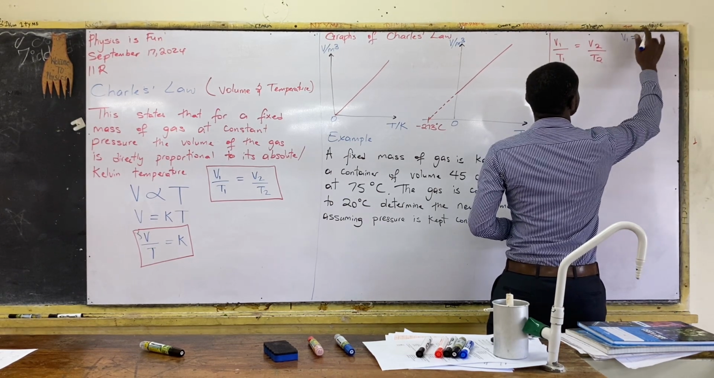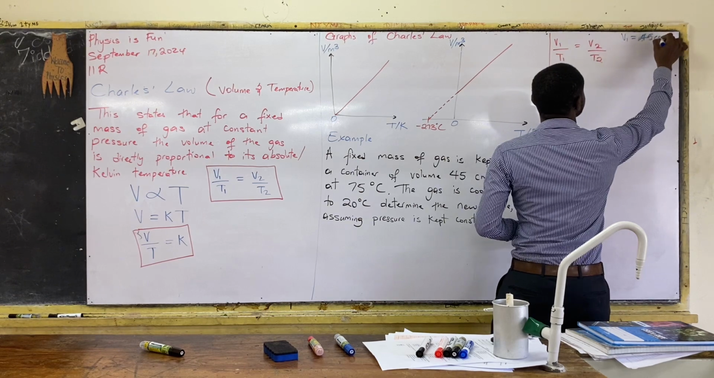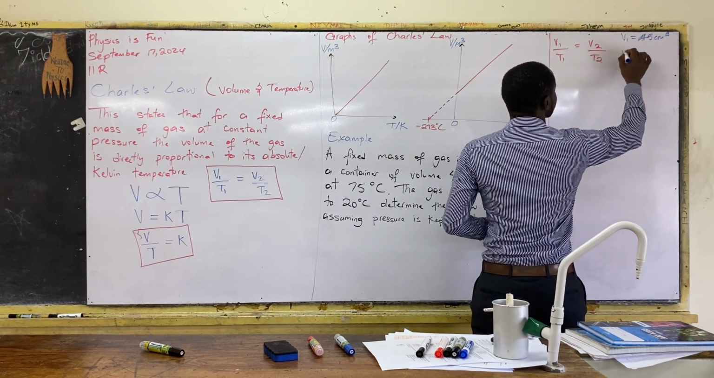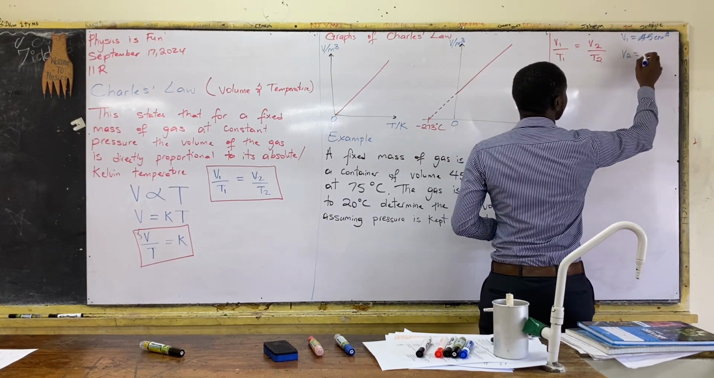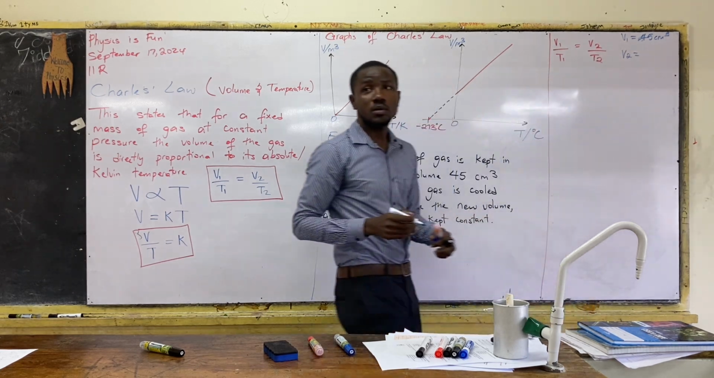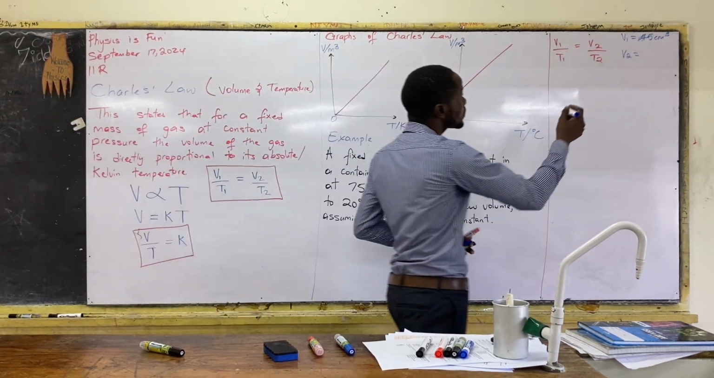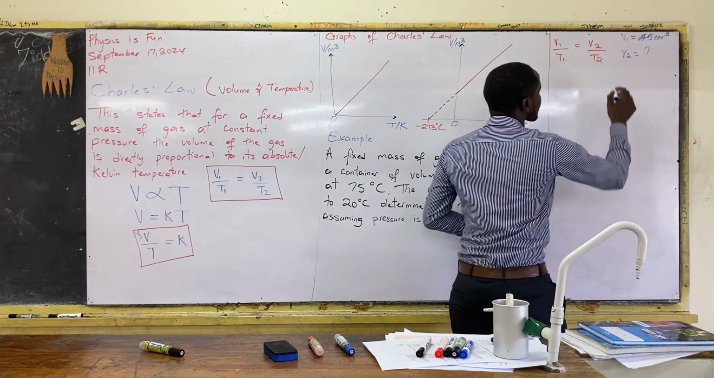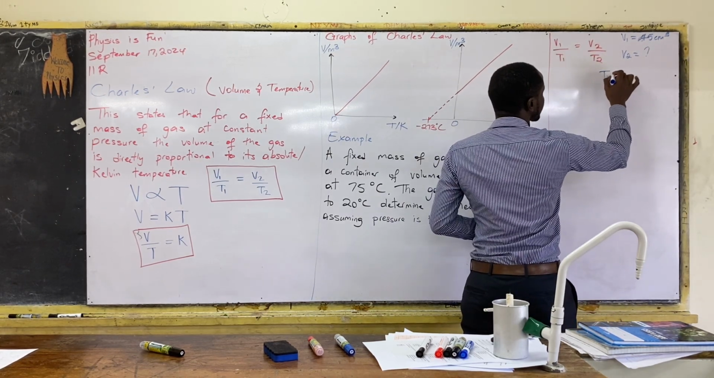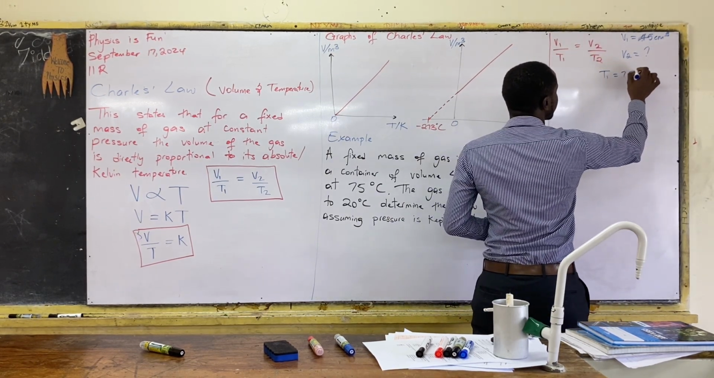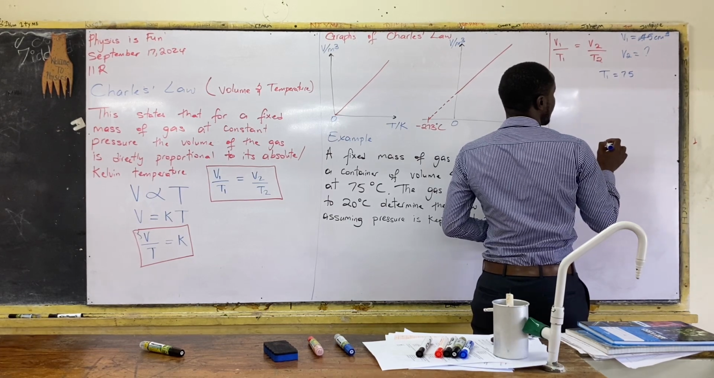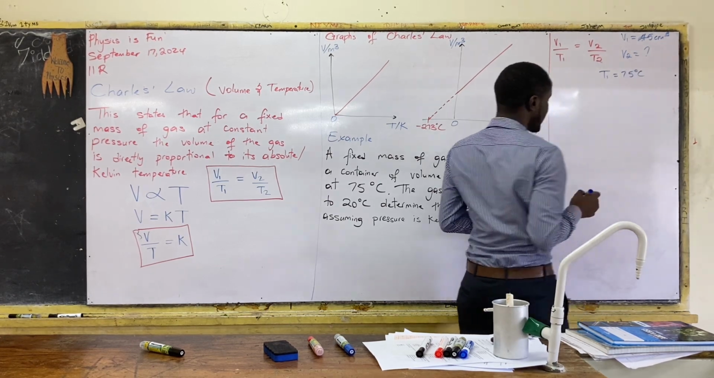Right? It's 45 cm cube. And V2, what's V2? Unknown, right? We did not get V2. So V2 is our unknown, like that. T1 now, 75. What's the unit? Degrees Celsius, right?